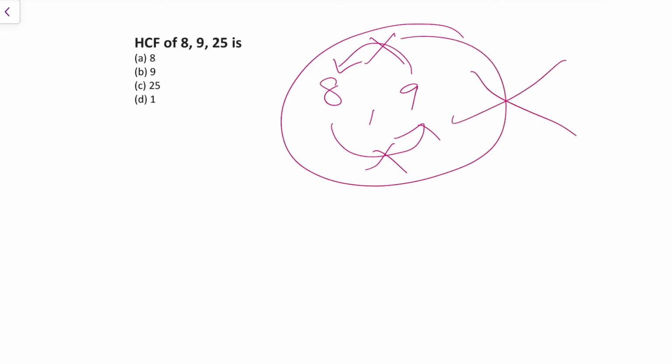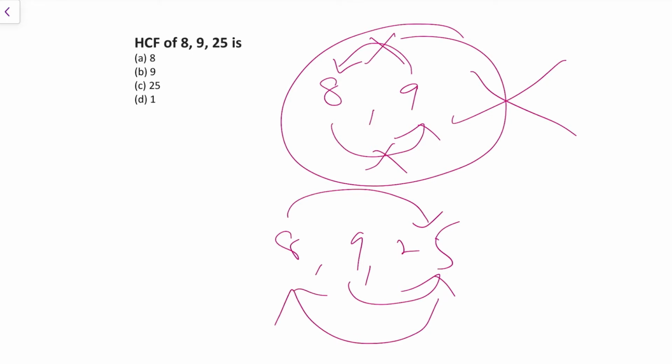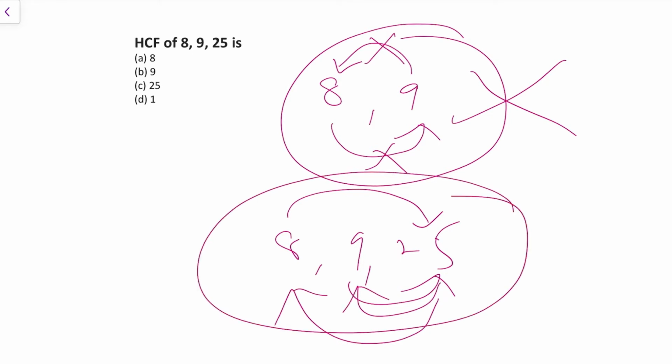As well as these two won't come in any same table. Next, 8, 9, if you compare with 25, in 8 table 25 won't come, in 9 table 25 won't come, in 25 table 8 won't come, in 25 table 9 won't come. As well as these 3 won't come in any same table. So I can conclude the HCF of 8, 9, 25 is 1, because only 1 is the common factor in all these 3 numbers.